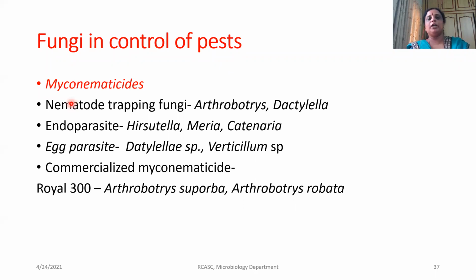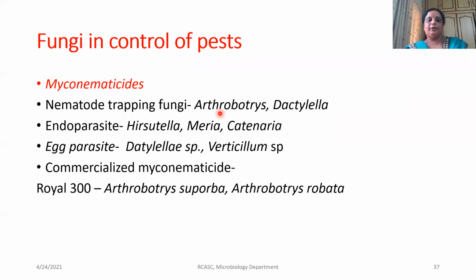They are called myconematicides. These are preparations made up of fungi which have the ability of killing nematodes. Those are called myconematicides. Then there are nematode trapping fungi, which I had discussed in my previous class. There are certain fungi which can trap, say, predaceous fungi. I was talking about predaceous fungi.